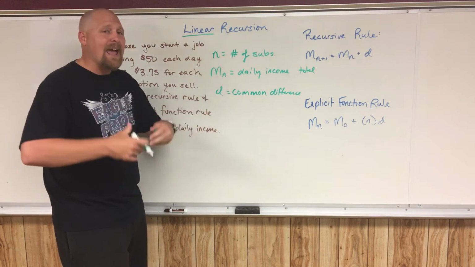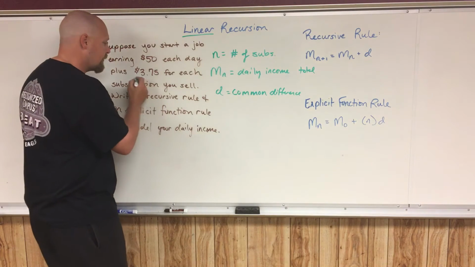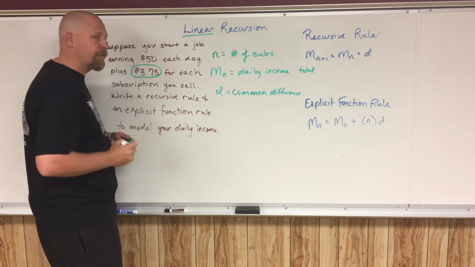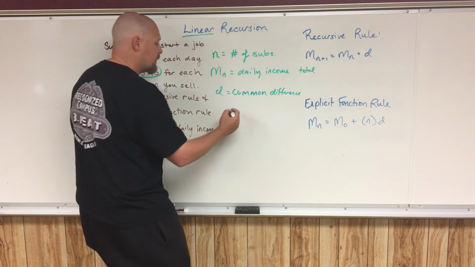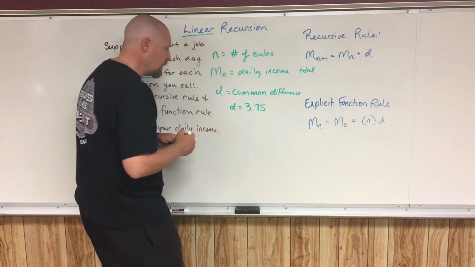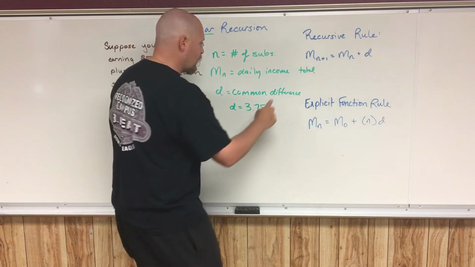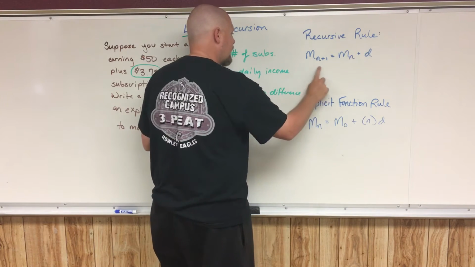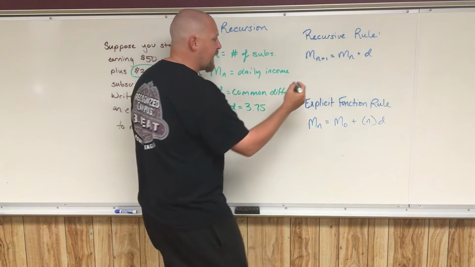Common difference: what are we adding constantly, or what are we subtracting constantly? In this case, we are constantly adding $3.75 for every subscription we sell. So d in this case is 3.75. So we need to be able to write a rule. If we take a look here at m sub n plus 1, this means the next term.